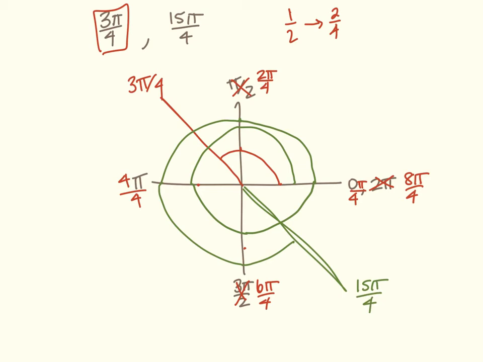So again, a full circle is 2 pi around. 2 full circles would be 4 pi around. Again, we're just switching into fourths. Think about 4 pi in fourths. That would be 16 pi over 4. So it makes sense that 15 pi over 4 would fall just 1/4 short.